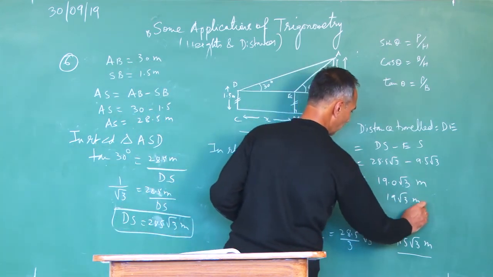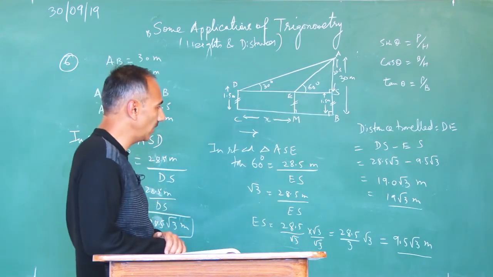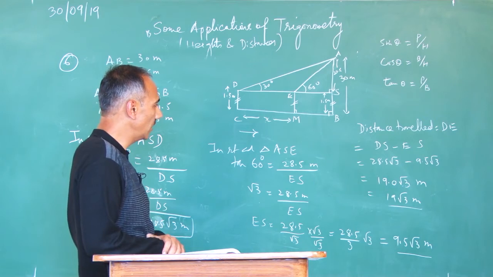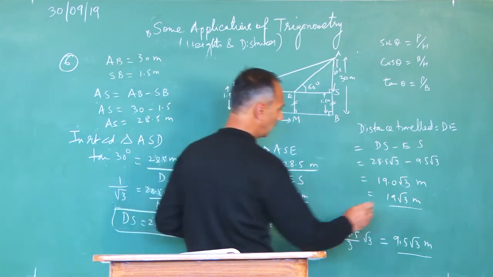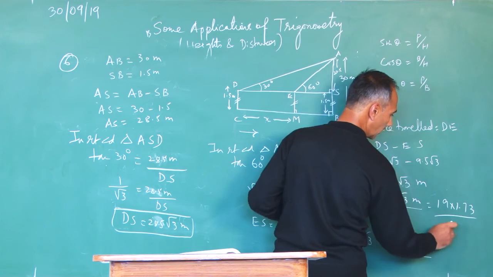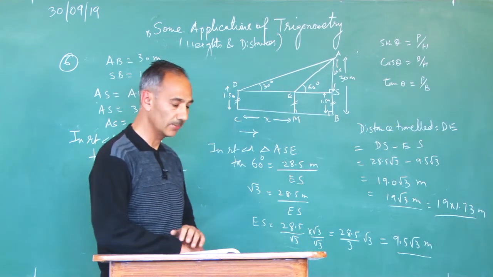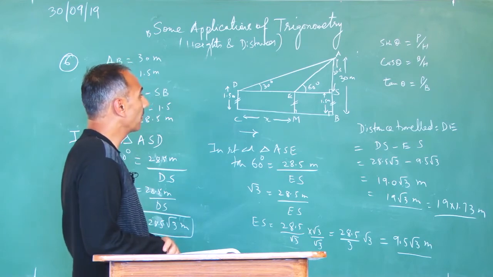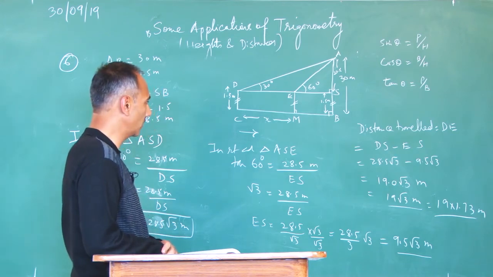Or if you need to multiply the value of root 3, that would be 1.73. Multiply that with 19. So 19 root 3 is the distance. If you need to multiply, we could do 19 into 1.73, do the multiplication, and whatever answer we get, that is the distance that the boy has traveled towards the building, this tall building, which was already 30 meters high.